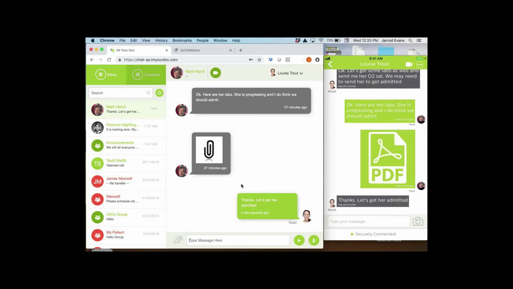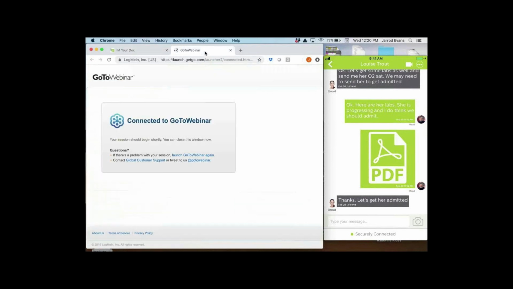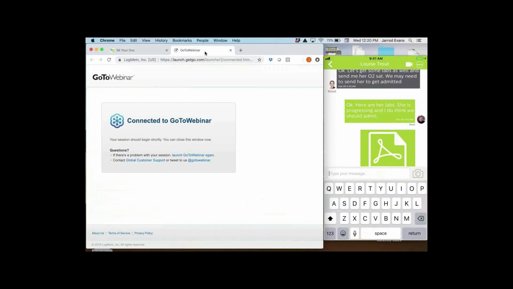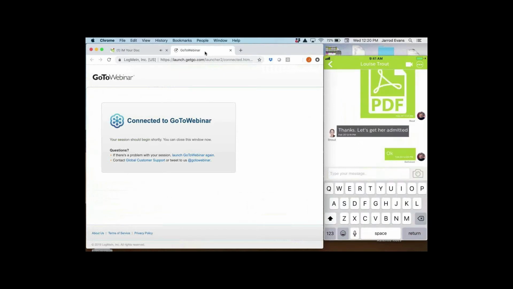Now, the benefit is, obviously, when you're a desktop user, for instance, if this was a scheduler communicating with a physician or a medical assistant in the back office, or maybe they're at the hospital doing rounds, I can be logged into I'm Your Doc and actually have a message sent to me and still get a real-time notification. So you can see I get a push notification even on my computer, even though I'm not looking at I'm Your Doc.